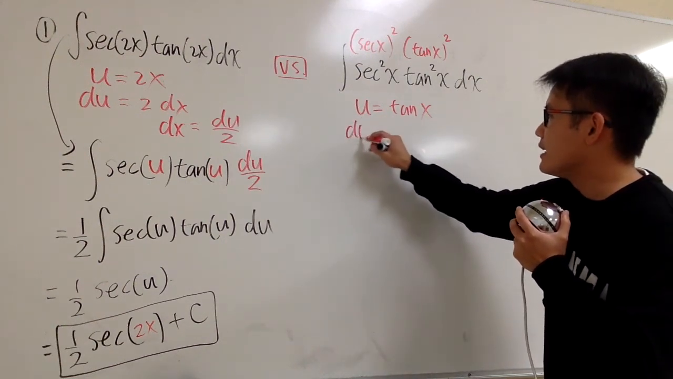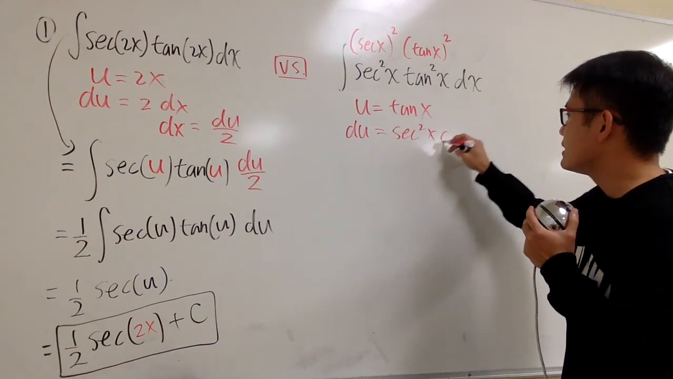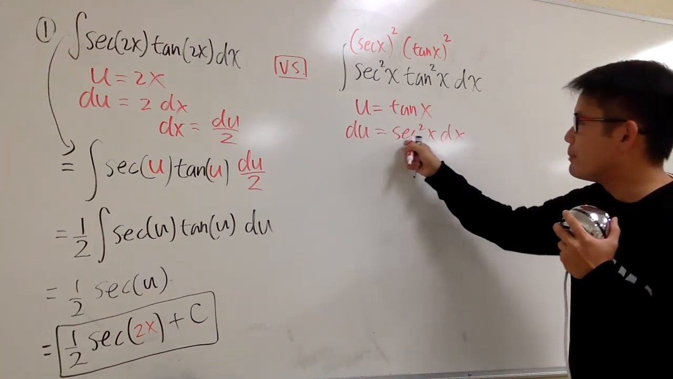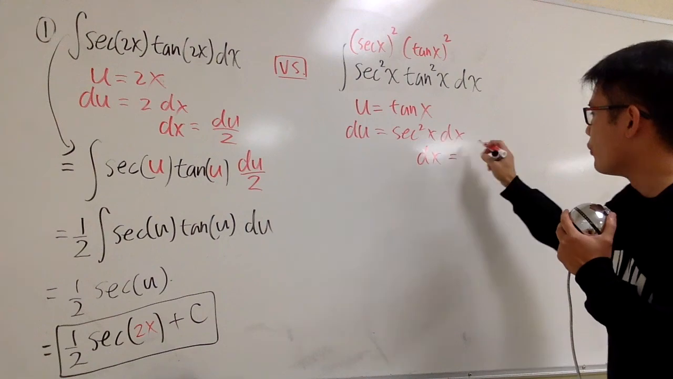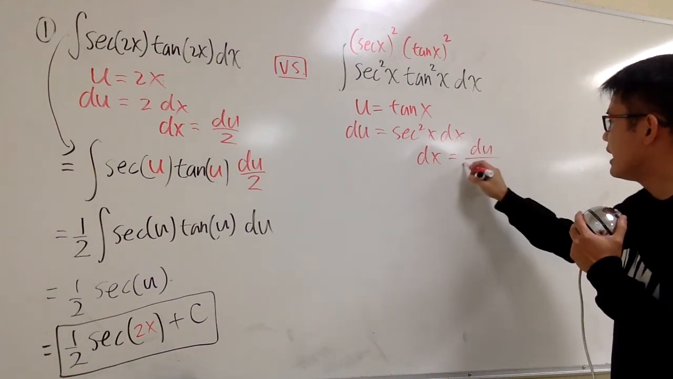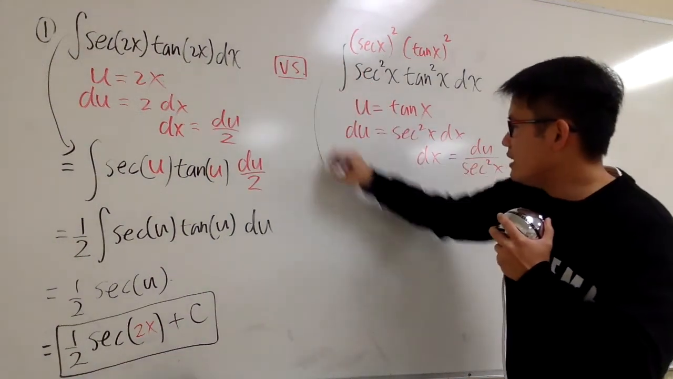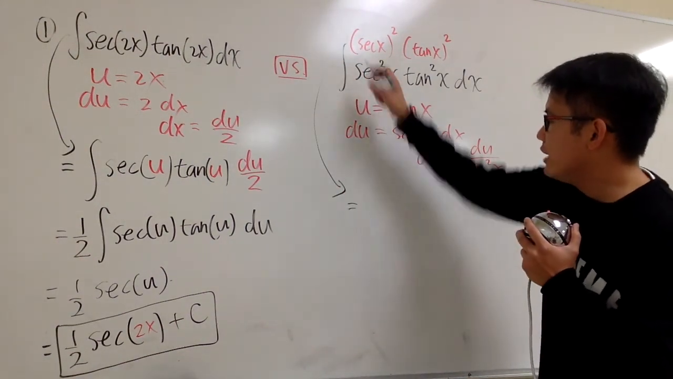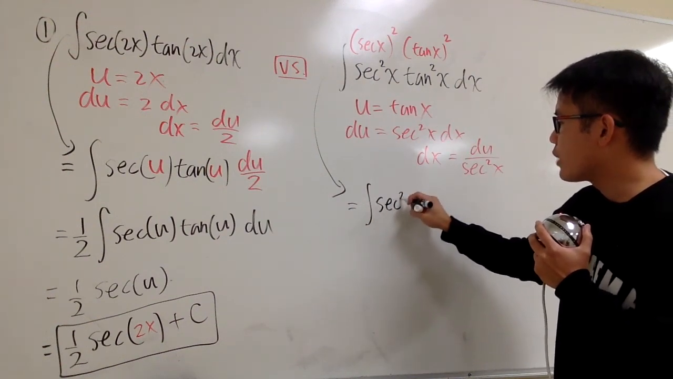Let's go ahead, say du is equal to the derivative of tangent x, which is secant square x dx, and then isolate the dx, divide both sides by secant square. So we get dx equals du over secant square x. And now we can take this integral into the u world. This is going to give us the integral. We have the secant square x. Let's just put that down right here.